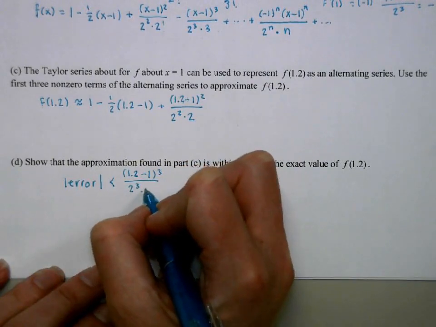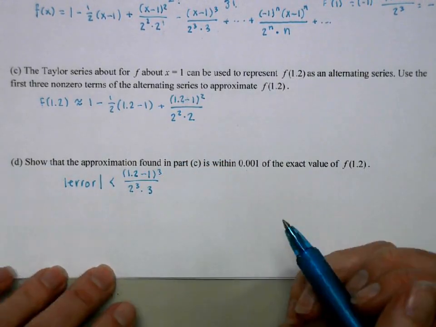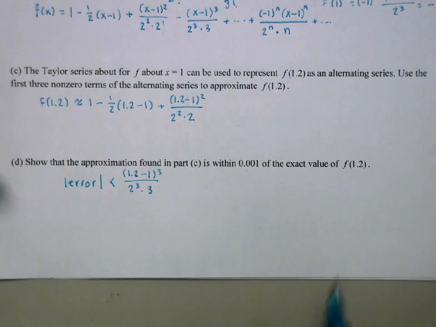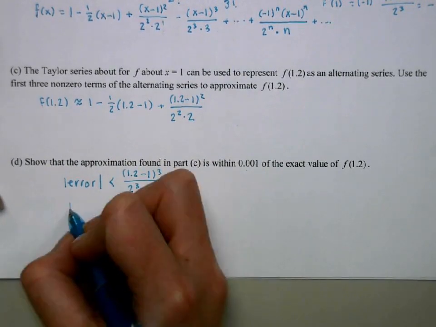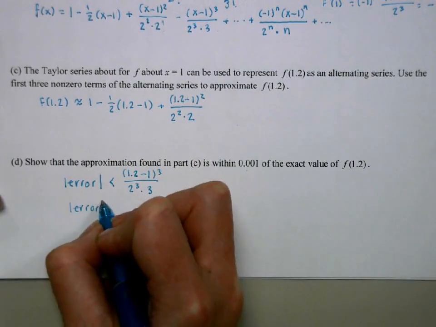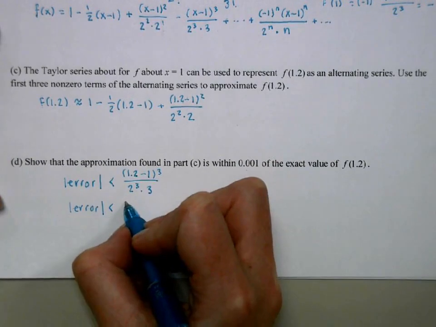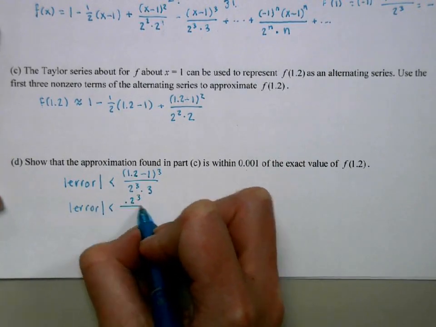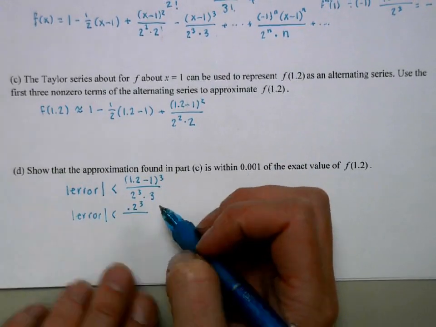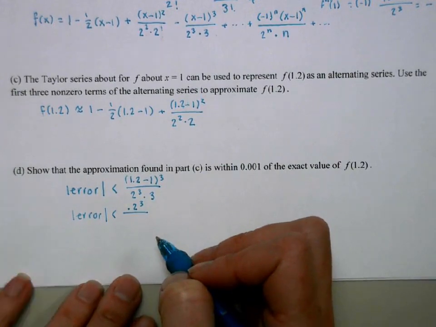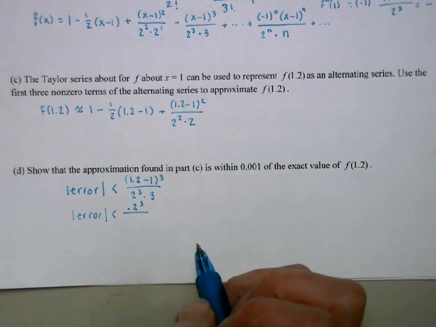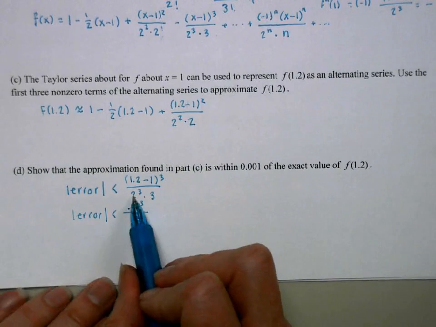Okay, we're going to hope it's less than this. We can do a little bit of work with this. Unfortunately, these questions are no calculator. So I'd have 0.2 cubed over 8 times 3, so 24.